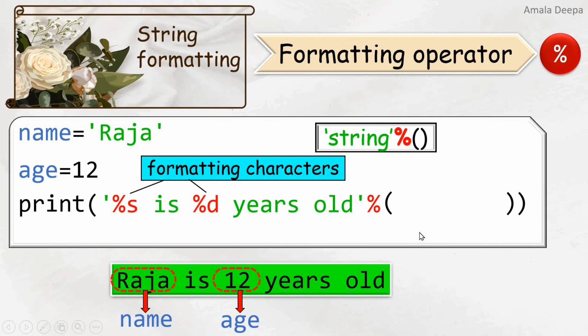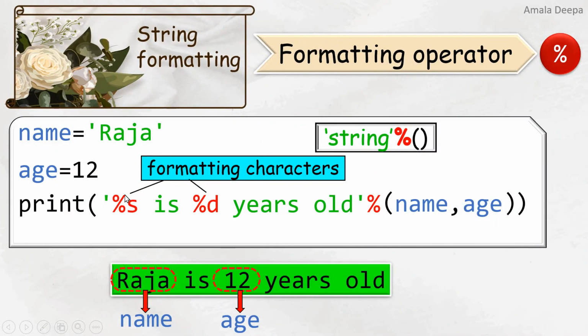And here inside the parenthesis, since there are two formatting characters here, I have to place, the first is the variable name and second is the variable age, so that the value in name will be substituted here in the place of %s, and the value in age will be substituted in %d.